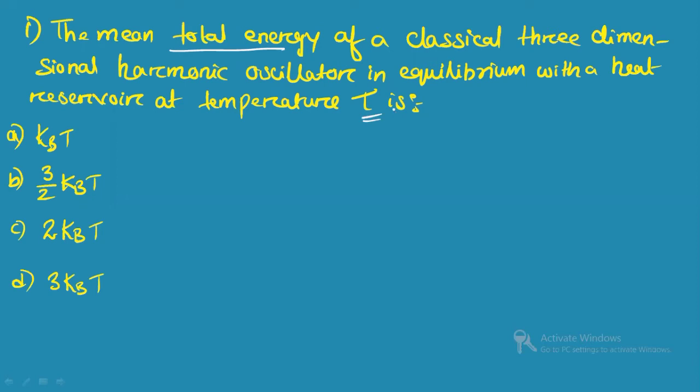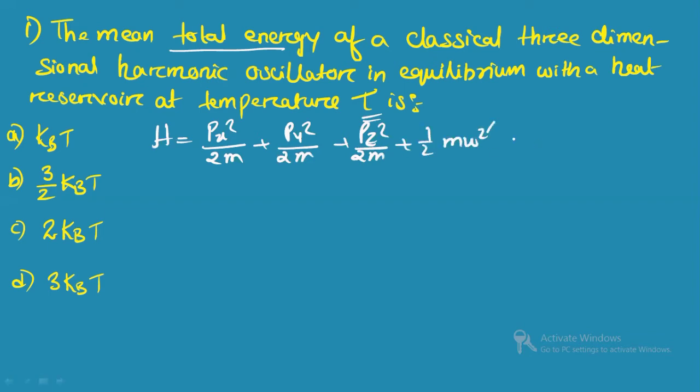So you see here, you are asked to calculate for what? Three-dimensional. Yes or no? So first we will write the Hamiltonian for a three-dimensional. It is how much? H is equals to px square by 2m plus py square by 2m plus pz square by 2m. This is for three dimension, plus half m omega square. Here also you will have three terms because it is three dimension.